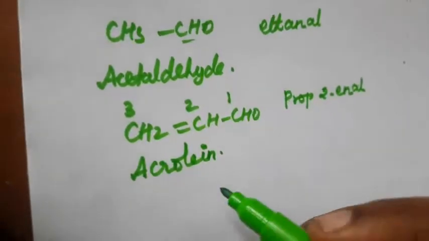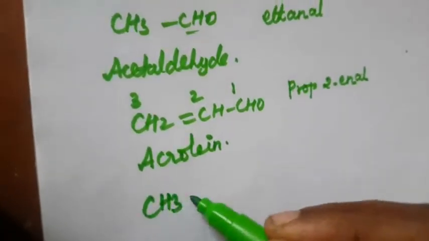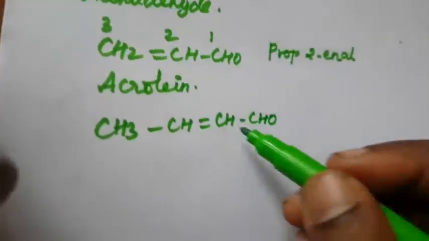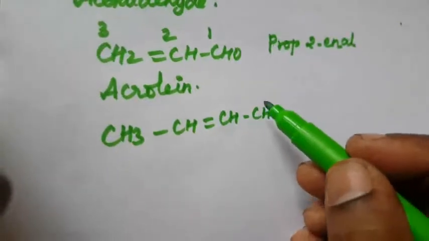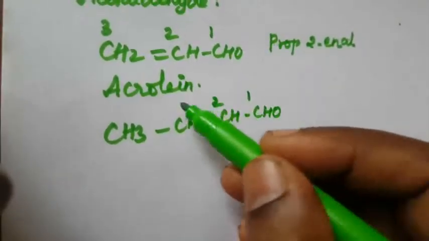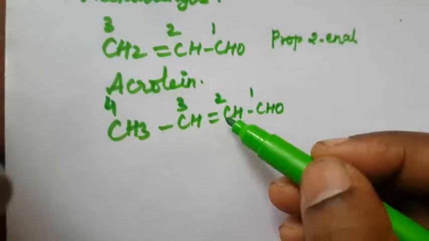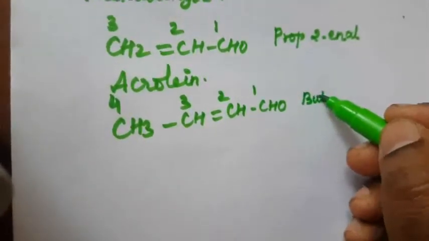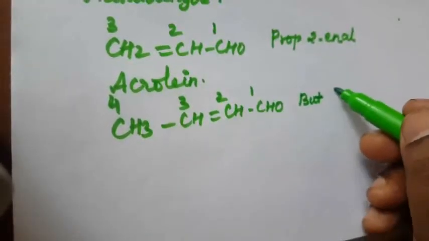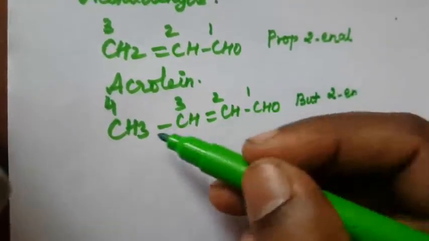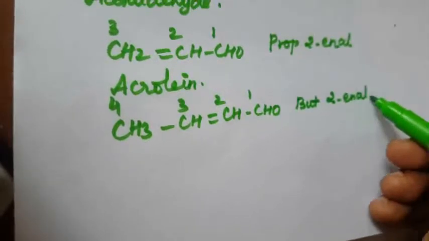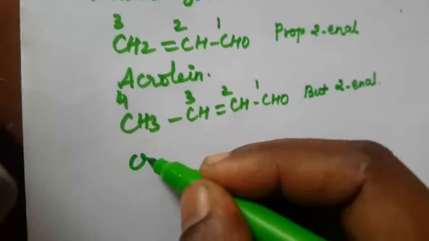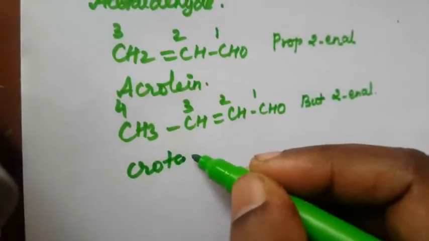Okay, another compound, CH3CH=CHCHO. How many carbons are there? That is 4 carbons. How to number the compound? 1, 2, 3, 4. The second position contains the double bond. 4 carbons means what is the root word? But, right? Which position contains the double bond? That is 2-en, and the first position contains aldehyde. So but-2-enal. What is the common name of this compound? Crotonaldehyde.